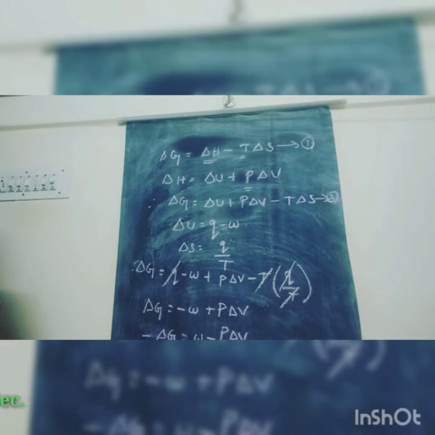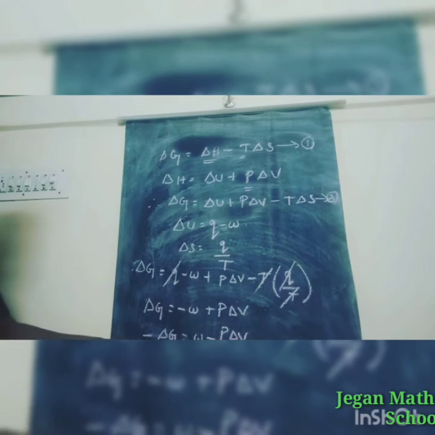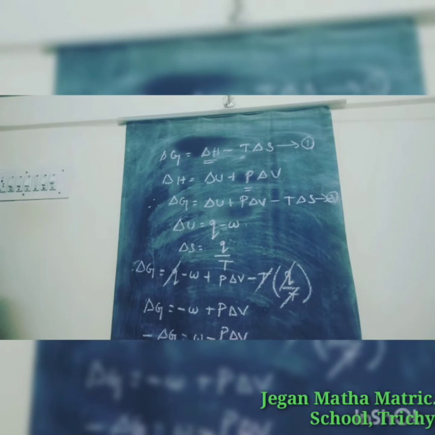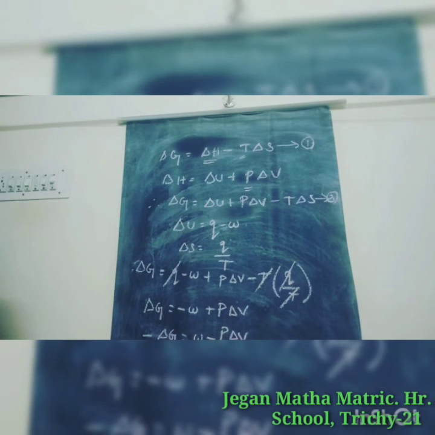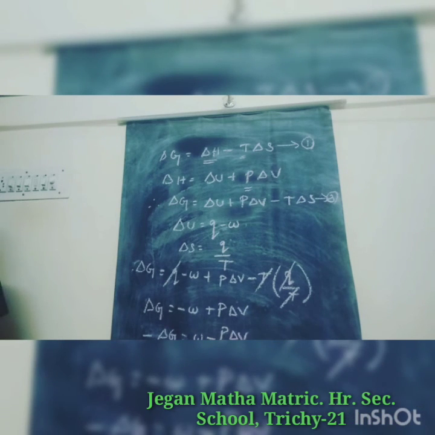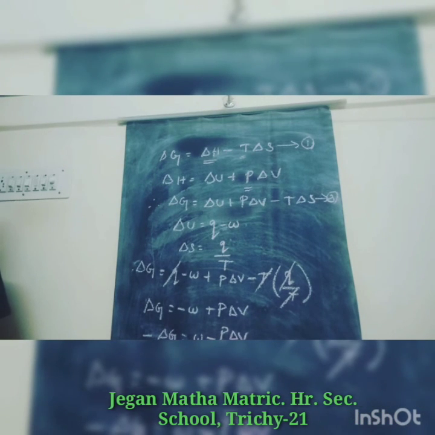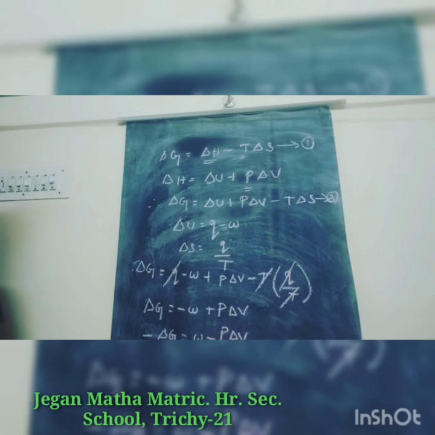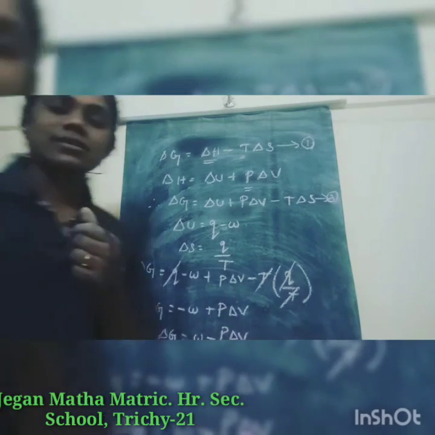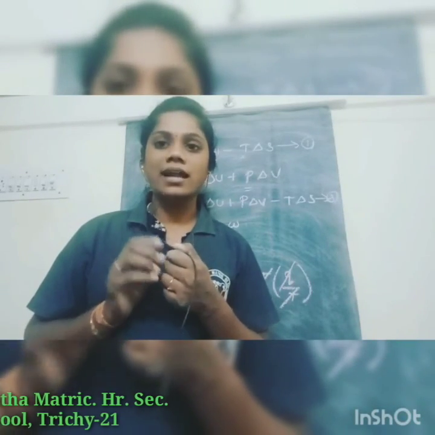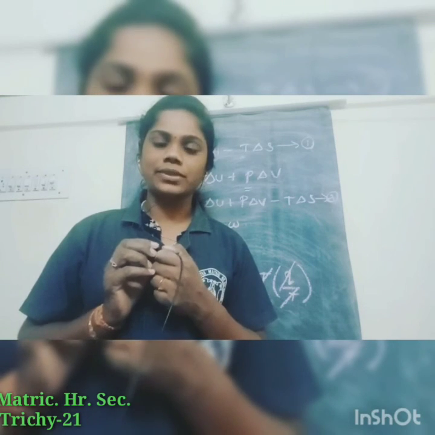Therefore, it is clear that the decrease in free energy, here minus del G, accompanying a process taking place at constant temperature and pressure is equal to the maximum work obtainable from the system other than the work of expansion. Okay students, so that's all for the definition of Gibbs free energy and Gibbs free energy and net work done by the system. Thank you students.